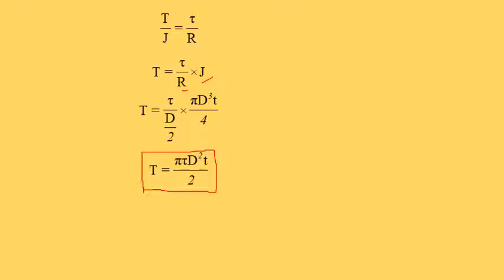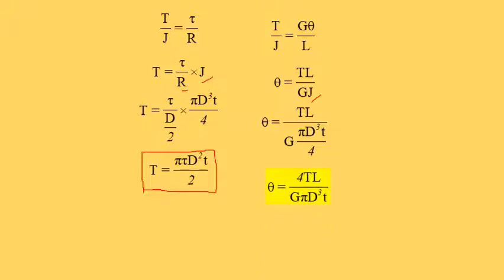Then to find the angle of twist, let us consider the second set of torsion equation: T by J is equal to G theta by L. In this equation we can separate theta. Theta is equal to TL by GJ. Then the polar moment of inertia J can be written as pi d cube t divided by 4. Therefore, the angle of twist becomes theta is equal to 4TL divided by G into pi into d cube into small t.